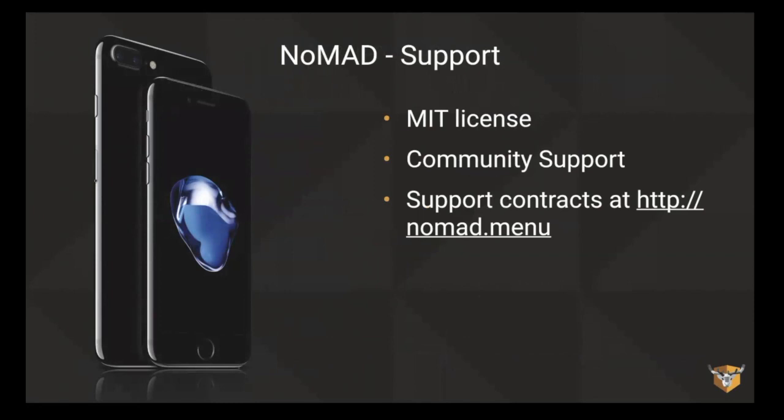We wouldn't be here without people supporting us. Thank you very much to those of you on the call that have support contracts, and to those of you that don't, please keep in mind, you can see them at nomad.menu. NoMAD itself is under MIT license. There's a lot of community support out there. The Slack channel has over 1,100 people in it. So we're extremely excited about that. Very pleased. 1,140 to be exact, just looked. So we've got a lot of things going on in there. So we're excited to have it open source.